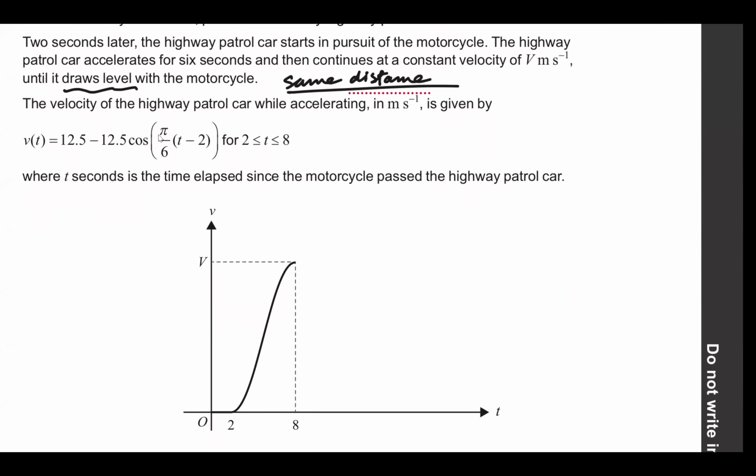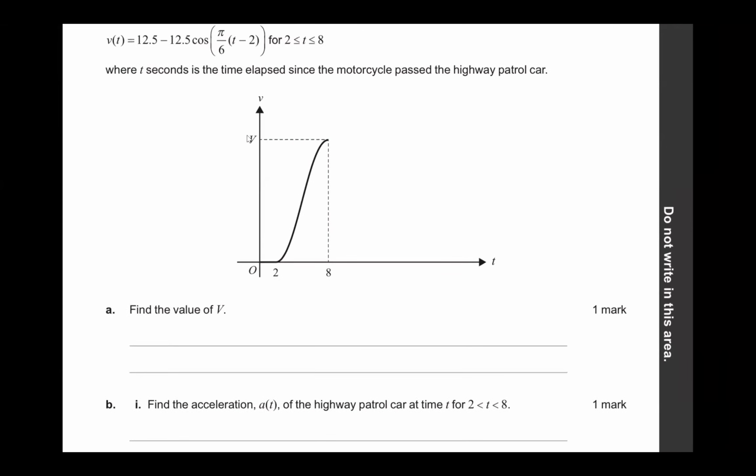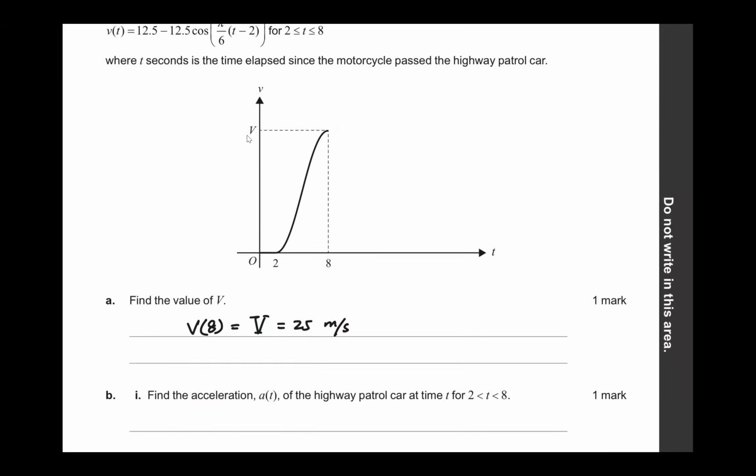The velocity of the highway patrol car while accelerating, in meters per second, is given by this thing here. At t equals 8, it reaches the capital V. t is the time elapsed since the motorcycle passed the highway patrol car. It's 2 seconds later. That's why it starts with 2 rather than 0. Find the value of V. Well, if you chuck it in your CAS calculator, you get V(8) equals capital V. That is 25 meters per second.